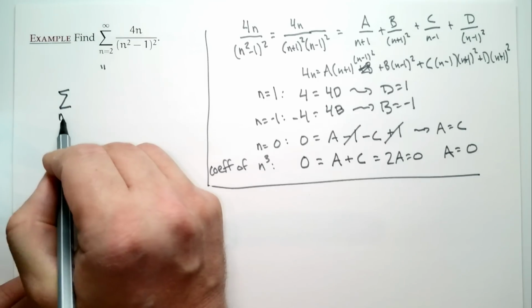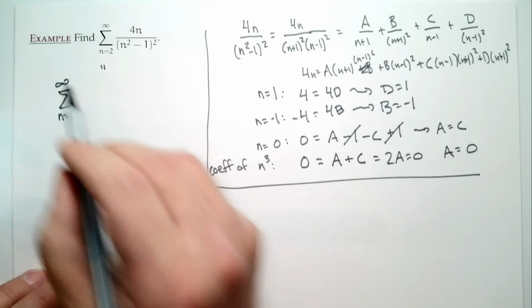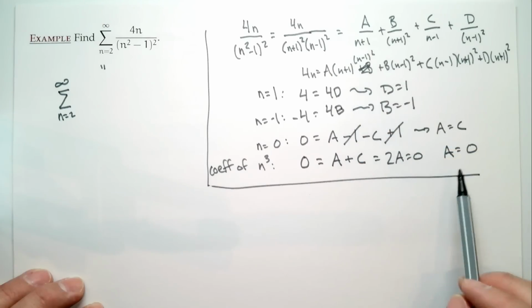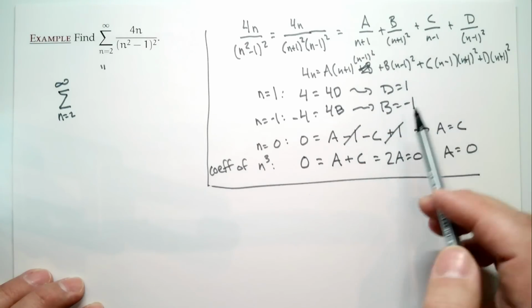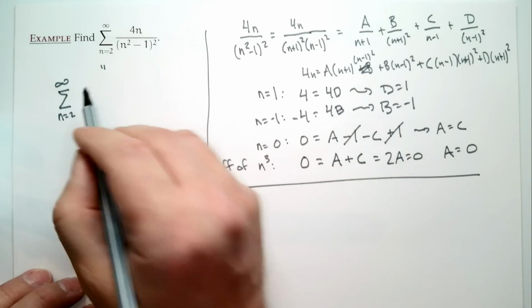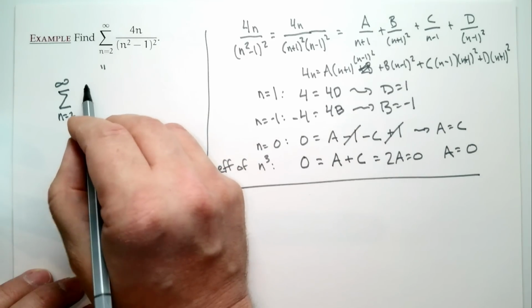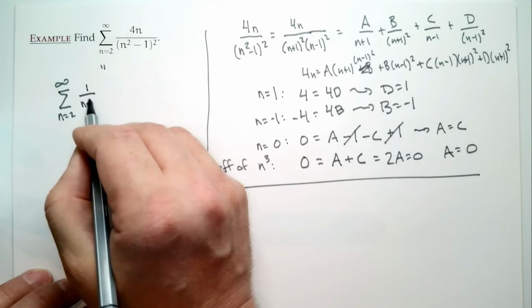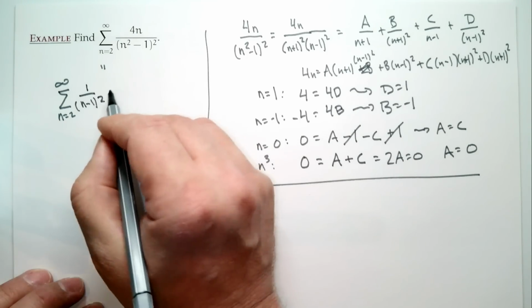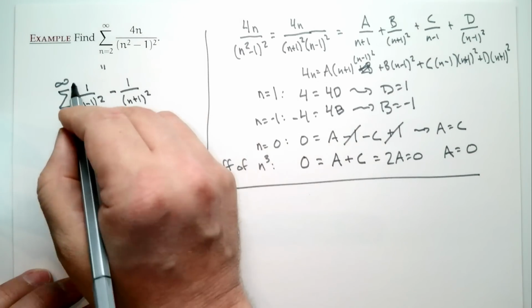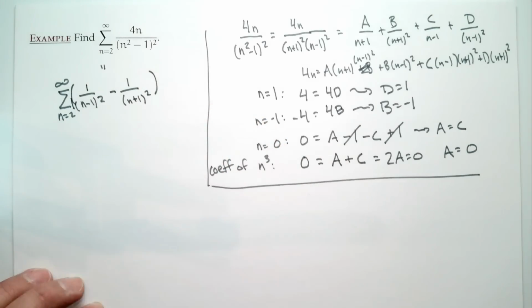It tells us that this becomes the sum from 2 to infinity of, we have 0 for A, B is minus 1, so C is 0, and D is plus 1. So I'm going to put the plus 1 first. So 1 over n minus 1 squared minus 1 over n plus 1 squared. So now we're in telescoping.